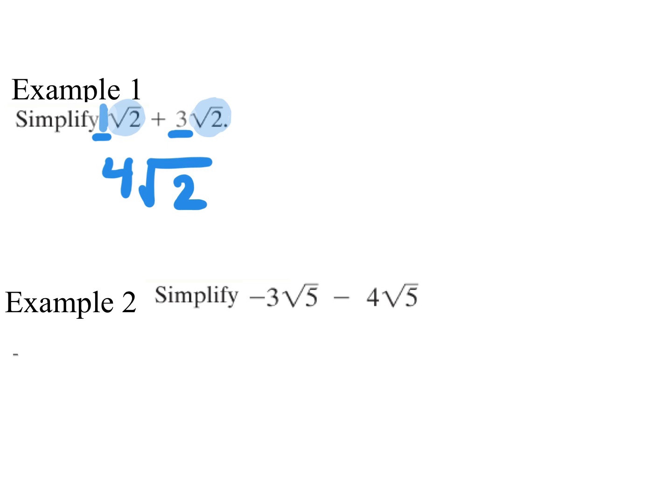For the second example, I check and both negative 3 root 5 and negative 4 root 5 are simplified, so now I want to combine like terms. So since these both have a radical 5 attached to them, I can combine the coefficients of negative 3 and negative 4. So negative 3 minus 4 is negative 7, and it stays as radical 5.